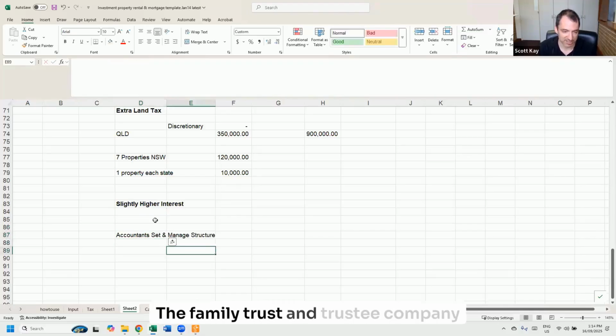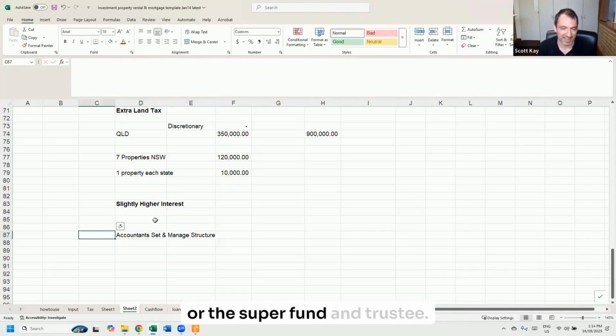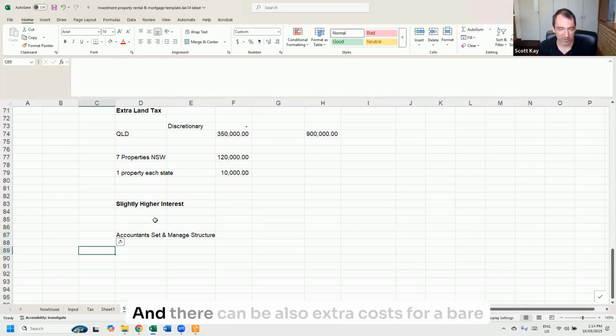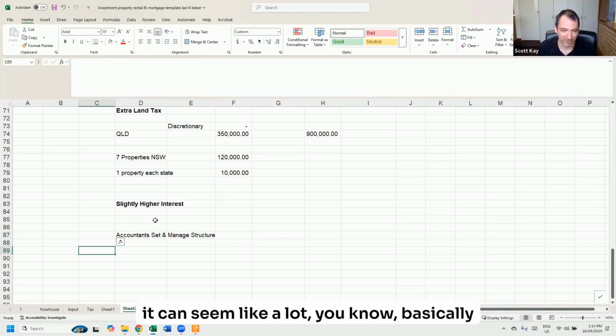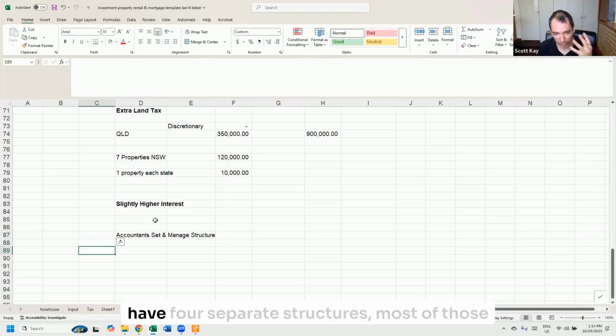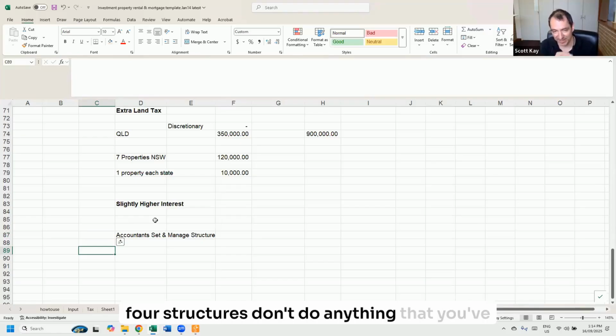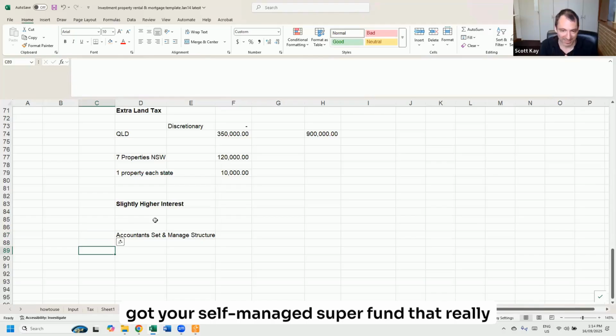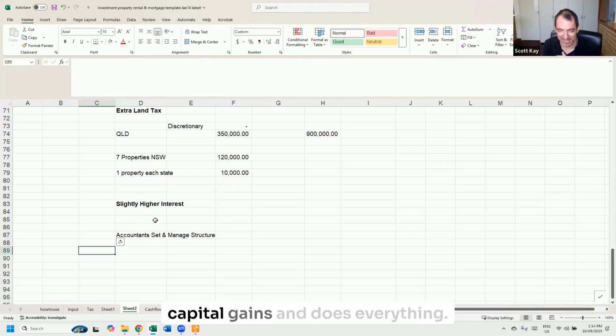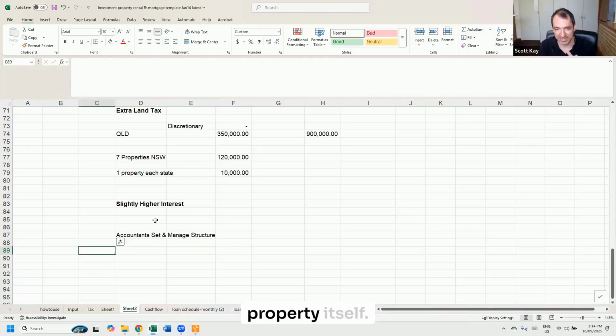The family trust and trustee company, or the super fund and trustee, and there can be also extra costs for a bare trust deed and a bare trust trustee company. It can seem like a lot. Basically, with a self-managed super fund borrowing, you have 4 separate structures. Most of those, basically 3 of those 4 structures, don't do anything. You've got your self-managed super fund that really collects the rent and pays the capital gains and does everything. You've got a bare trust that owns the property itself.